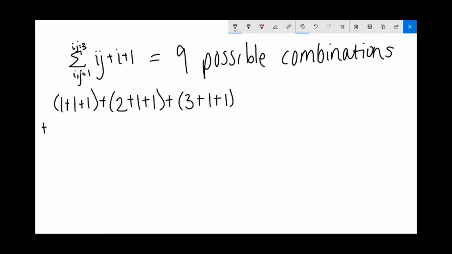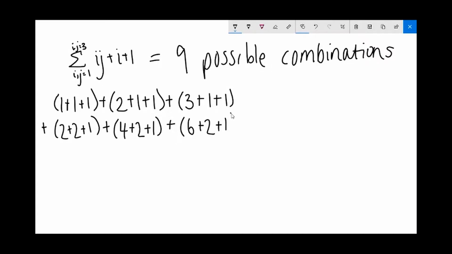And then if we take i equals 2 and j equals 1, we'll get 2 plus 2 plus 1. And then taking i to be 2 and j to be 2, we get 4 plus 2 plus 1. And then again taking i to be 2 and j to be 3, we get 6 plus 2 plus 1.